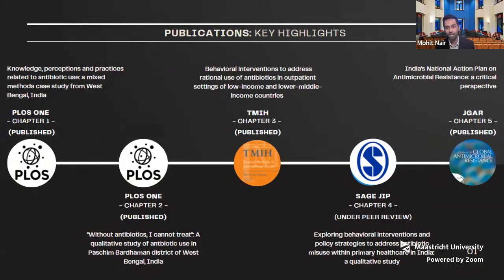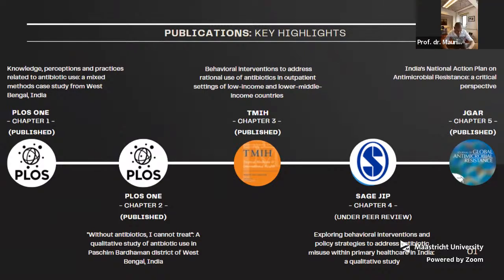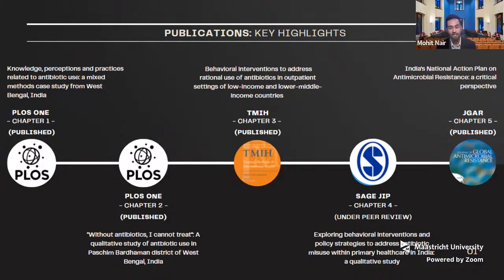The dissertation is organized in 5 chapters, systematically moving from a survey and qualitative study, assessing the knowledge, attitudes, and practices in chapters 1 and 2 respectively, to a systematic review of behavioral interventions to address antibiotic use in outpatient settings in chapter 3, a qualitative study examining gaps in policy-based and structural interventions in primary healthcare in chapter 4, and finally, a critical policy analysis of the Indian National Action Plan to tackle antimicrobial resistance in chapter 5.